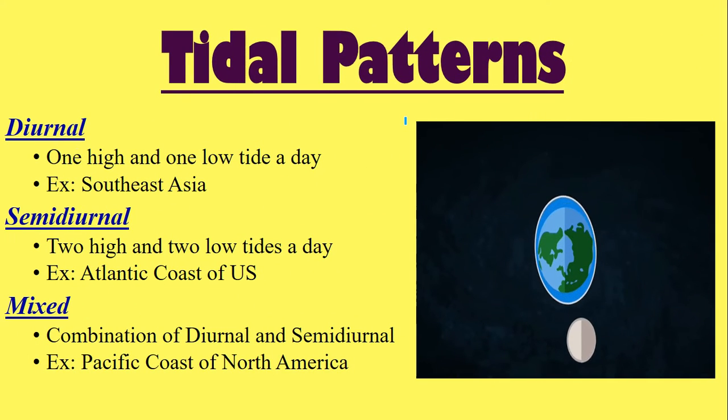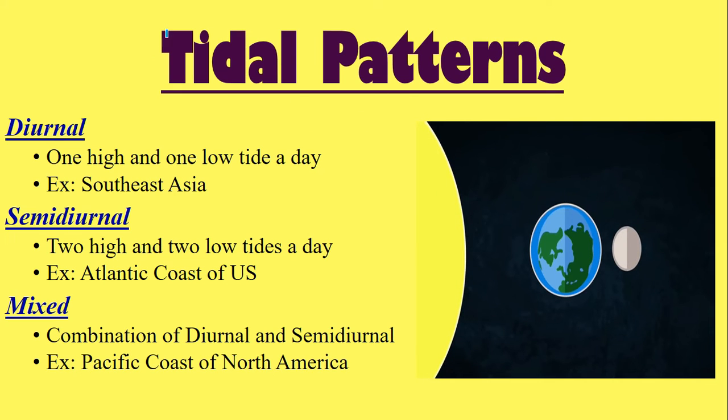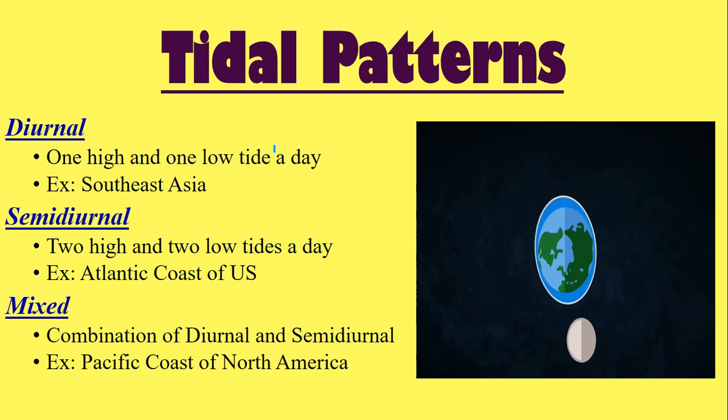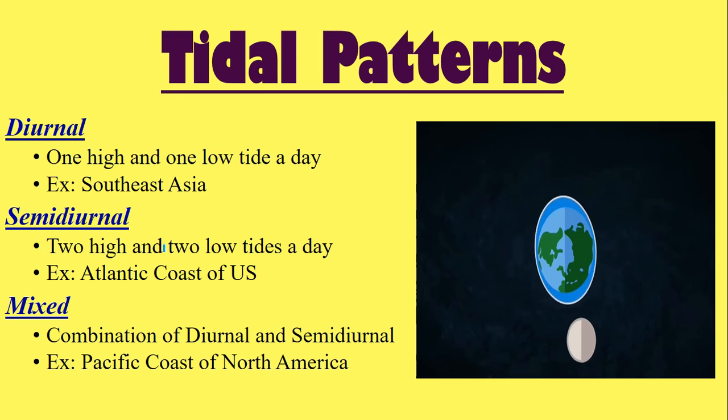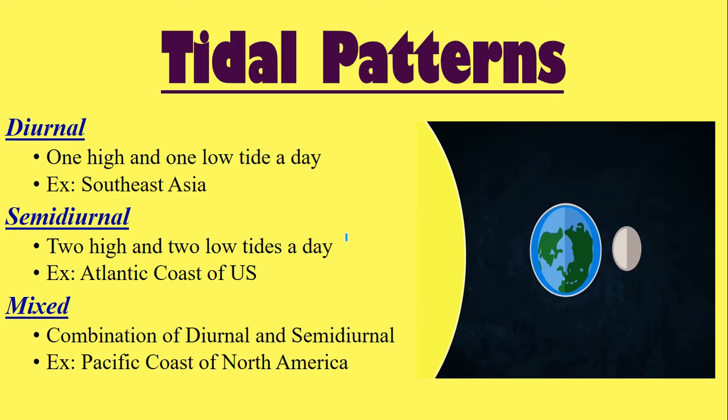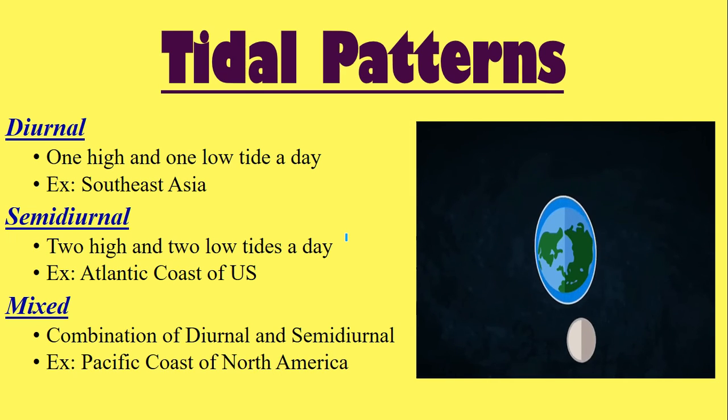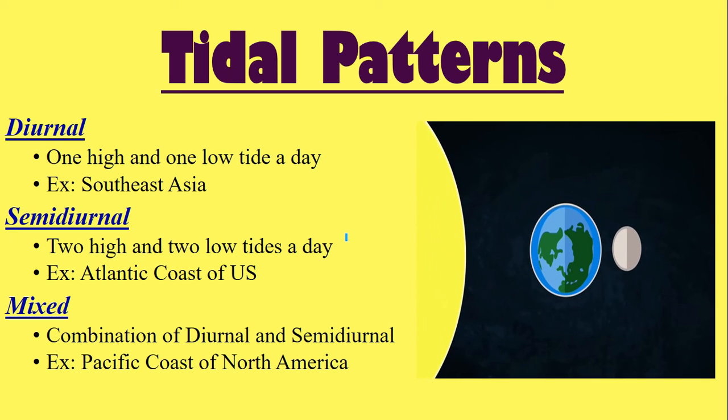Tidal patterns depend on where you are in the world. You can have diurnal tidal patterns. That's where you have one high tide and one low tide a day. If you think of Southeast Asia, that's kind of what they have. Semi-diurnal, you have two high and two low tides a day, like the Atlantic coast of the United States. I live on the East Coast, and we have a semi-diurnal tidal pattern. We have two highs and two lows every day.